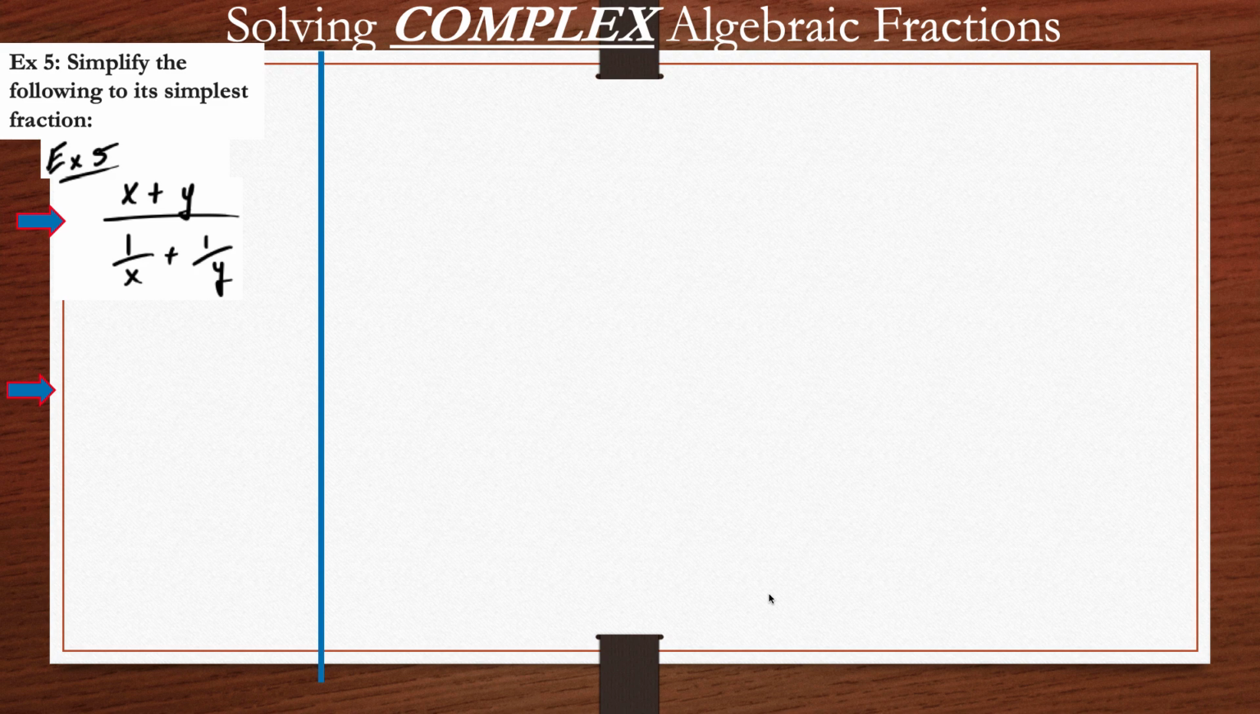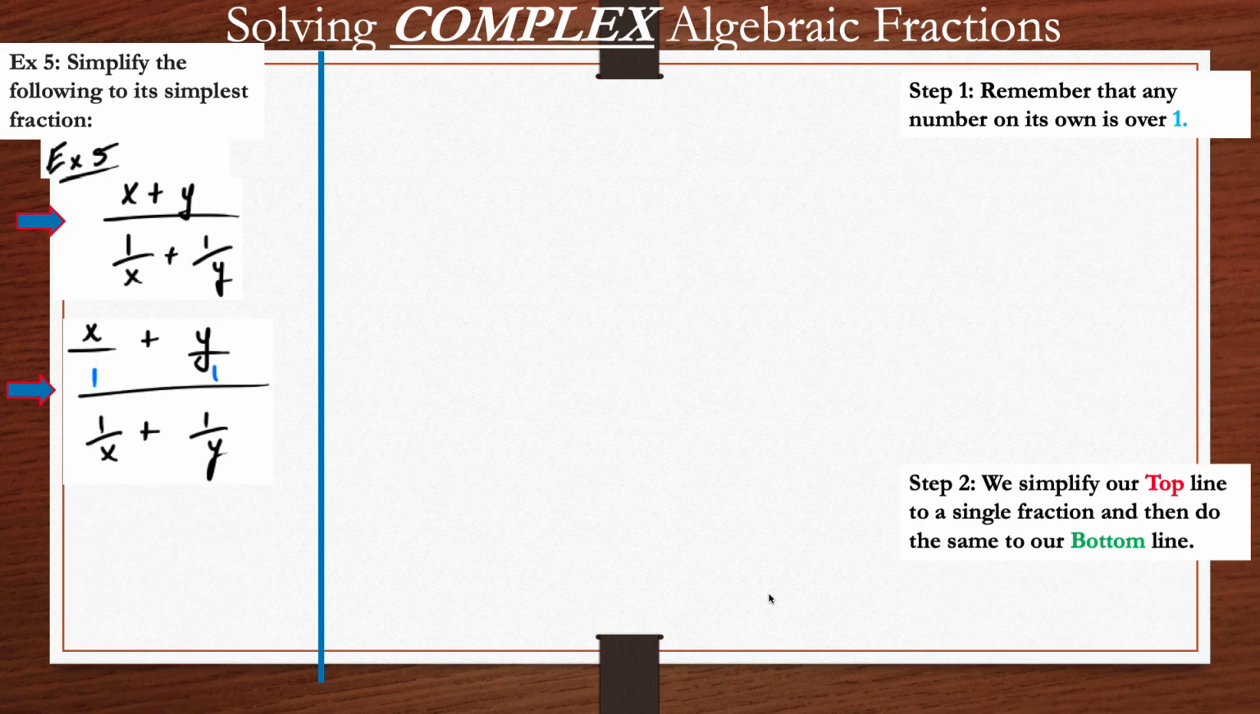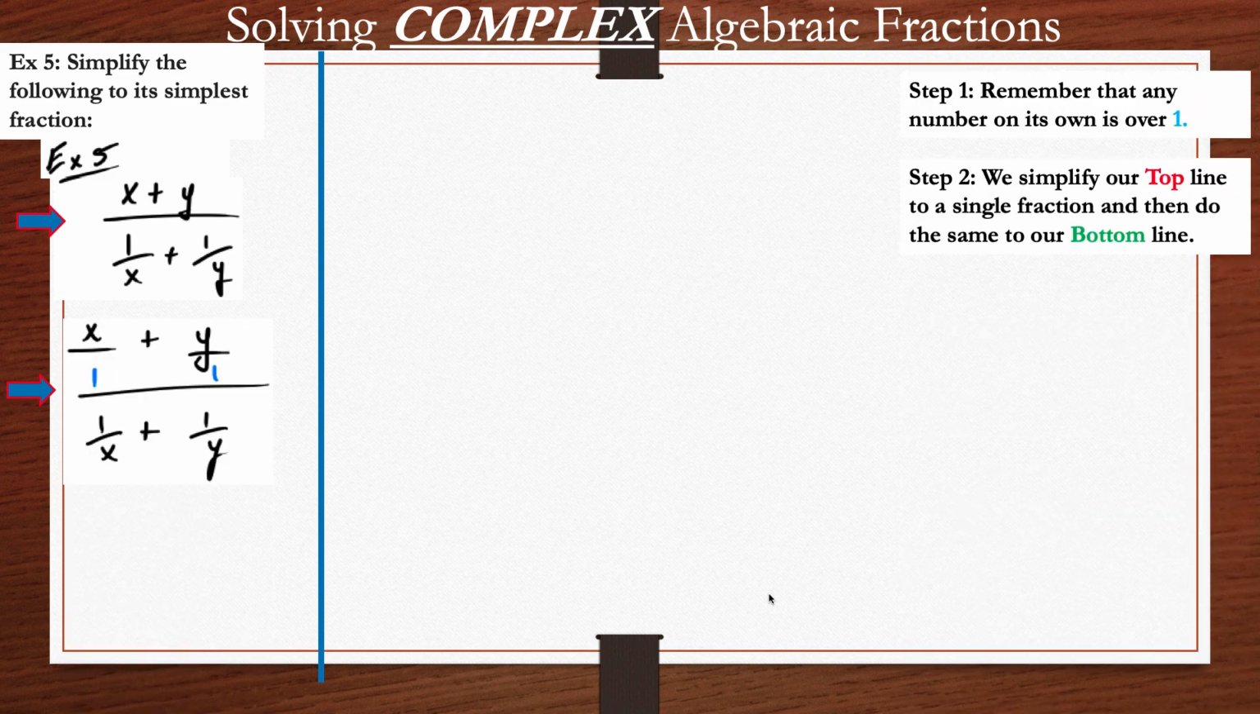So when we come over here, first things first, x and y are actually x over 1 and y over 1. So there you have x over 1 and y over 1, and instead of 1 over x and 1 over y. You don't feel the need to take these down. What we have to do here then is create a single fraction at the top and a single fraction at the bottom. So, how am I going to create a single fraction at the top end?